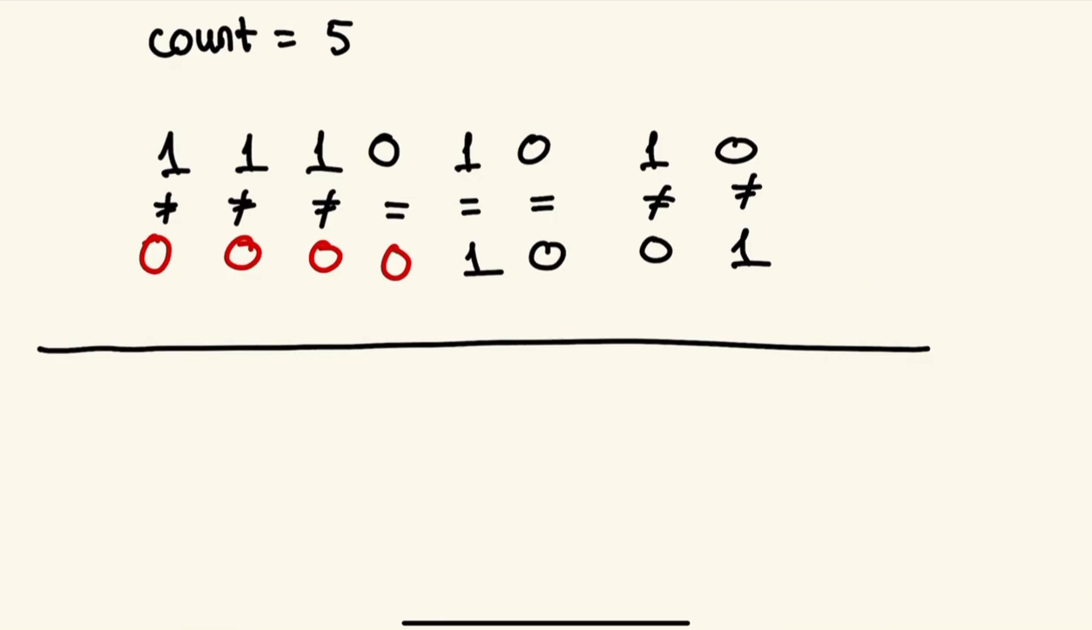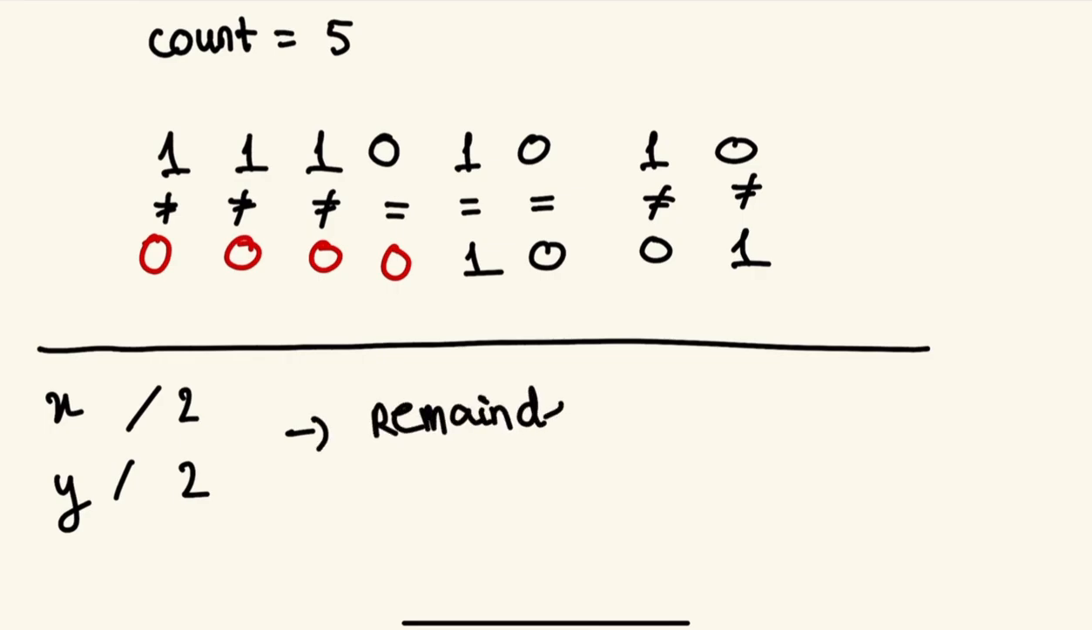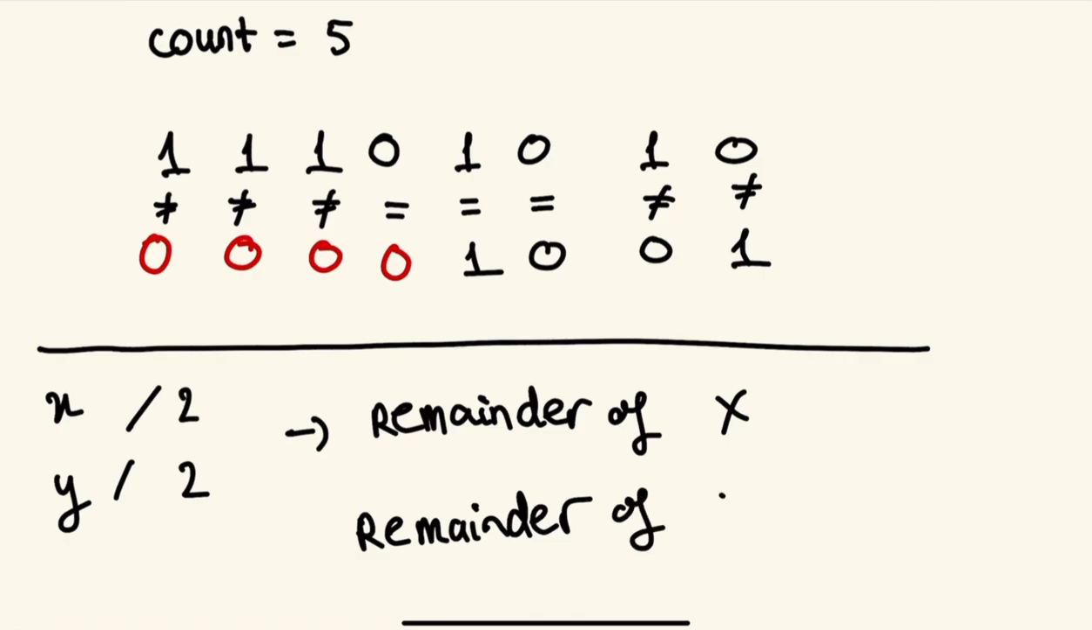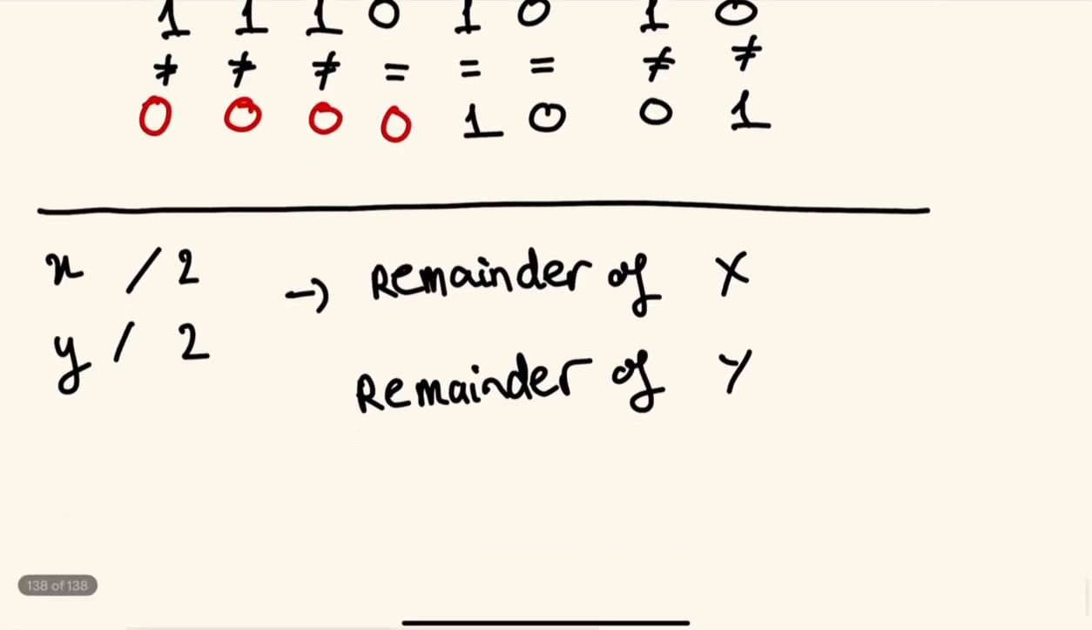So basically the logic for this one is that you just let x and y be divided by 2, and then compare the remainder of x and the remainder of y when they are divided by 2. In other words, you check if x divided by 2 is going to be an odd number or an even number, and then compare it with y divided by 2, whether it is also an odd number or an even number.